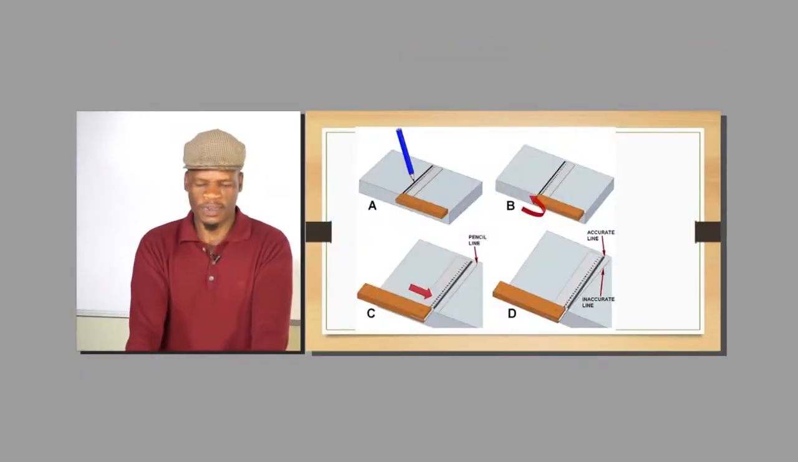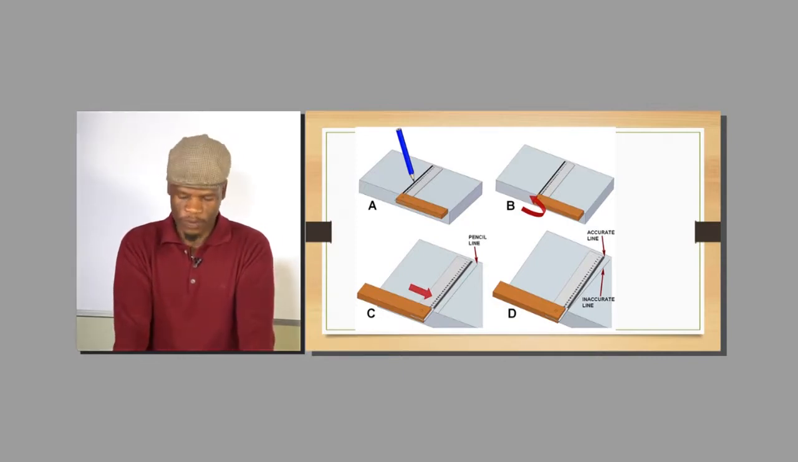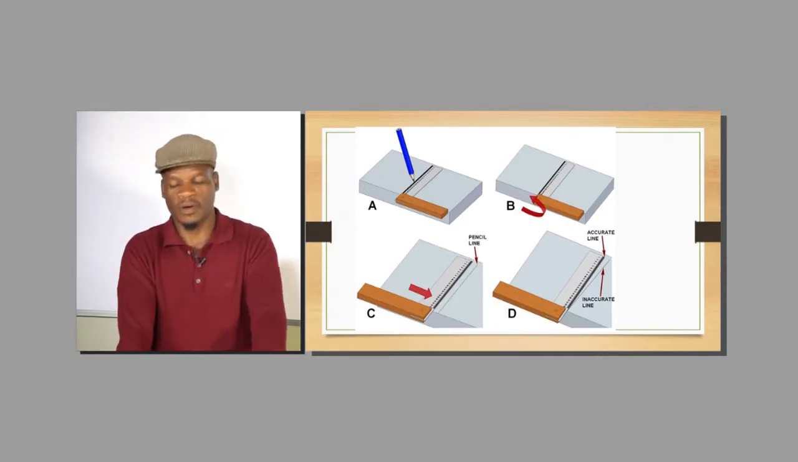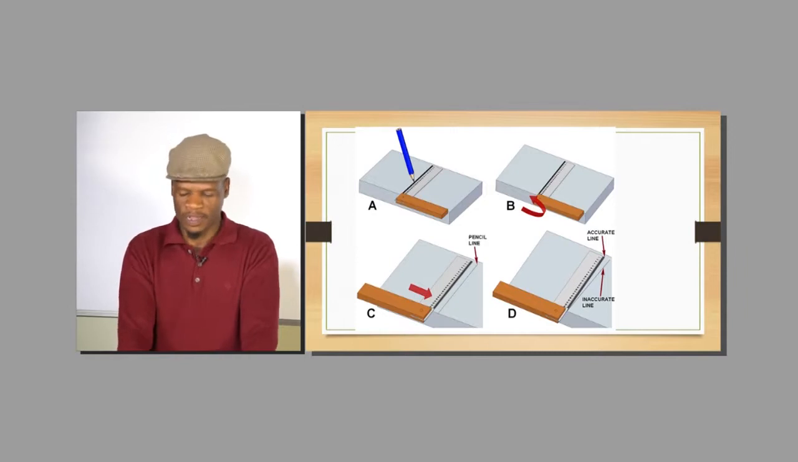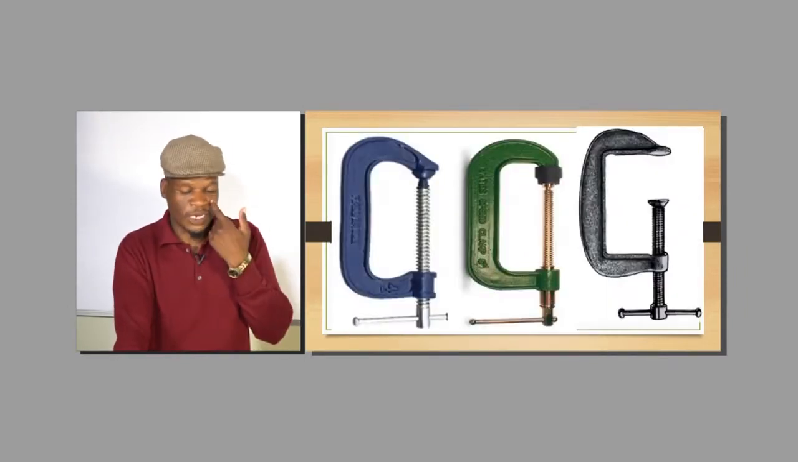You can also use that to draw the vertical lines or the horizontal lines. It will depend on the material that you are going to work on. Then you have got your G clamp.